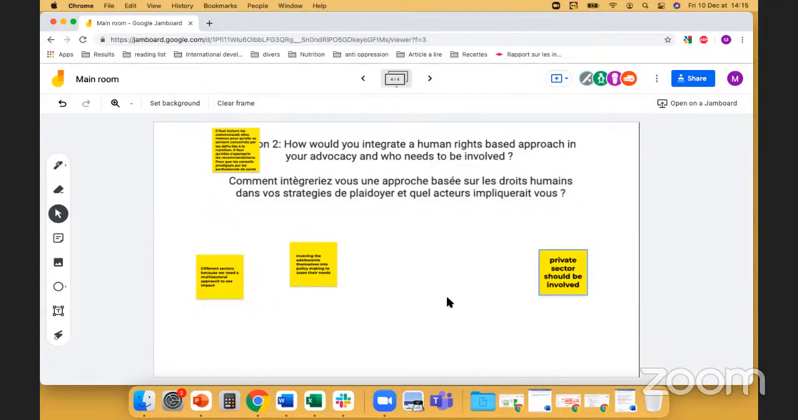Yes, this is very important also, to make sure that the private sector is also involved in answering those challenges and respecting the human rights of everybody to have the right to good nutritious food. Really agree. Sabina, did you want to jump in? I see you have your hand raised.